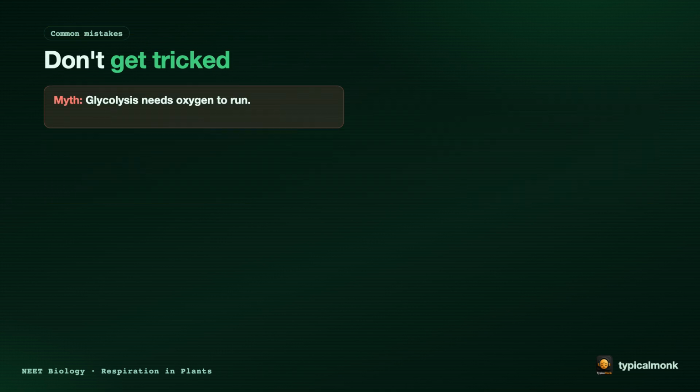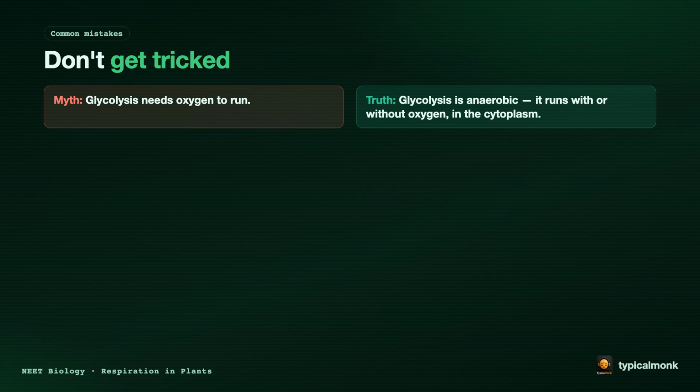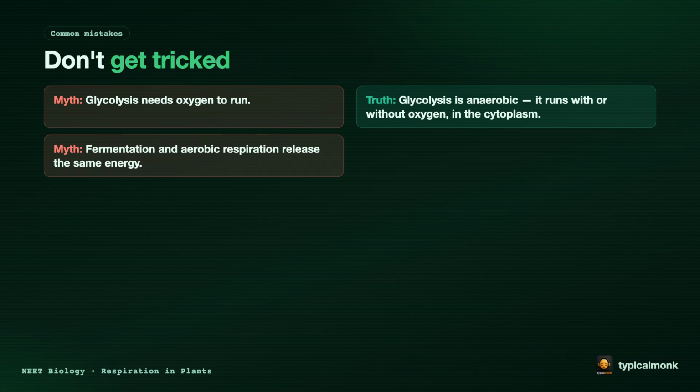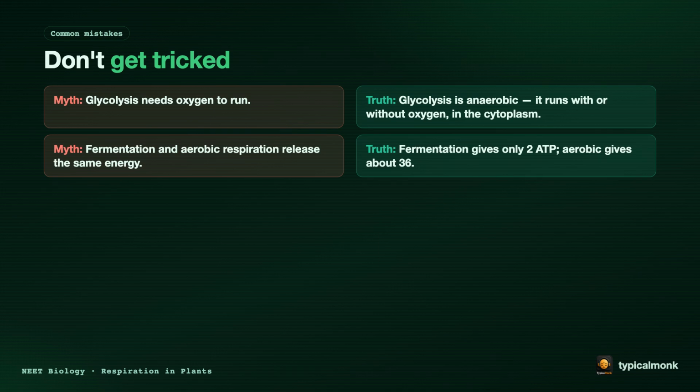Now let's clear the mistakes students fall for. Myth: glycolysis needs oxygen to run. Truth: glycolysis is anaerobic. It runs with or without oxygen, right there in the cytoplasm. Myth: fermentation and aerobic respiration release the same energy. Truth: fermentation gives only 2 ATP, while aerobic respiration gives about 36.